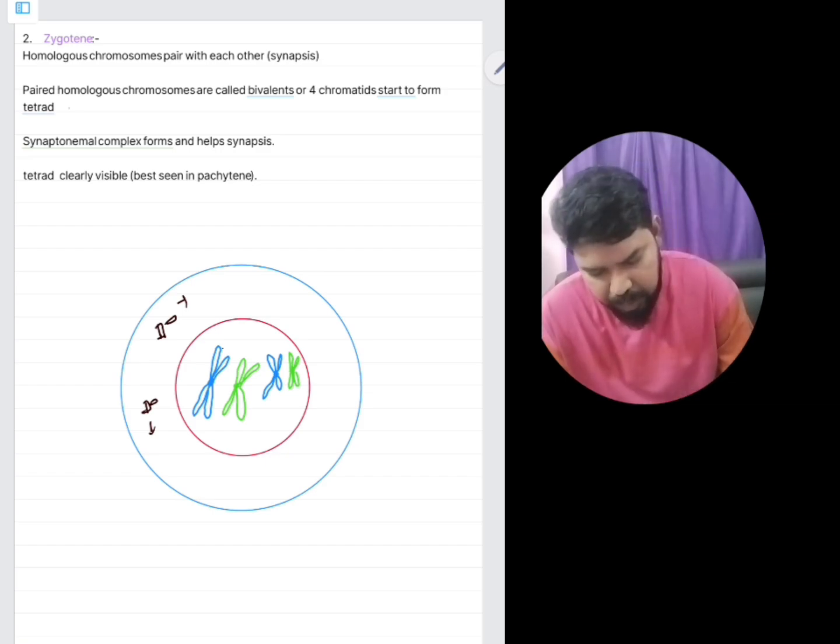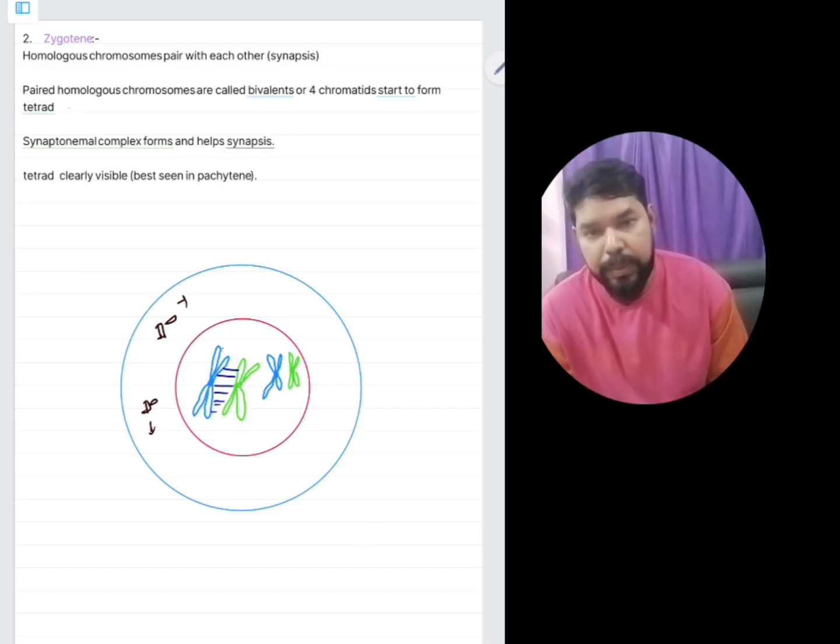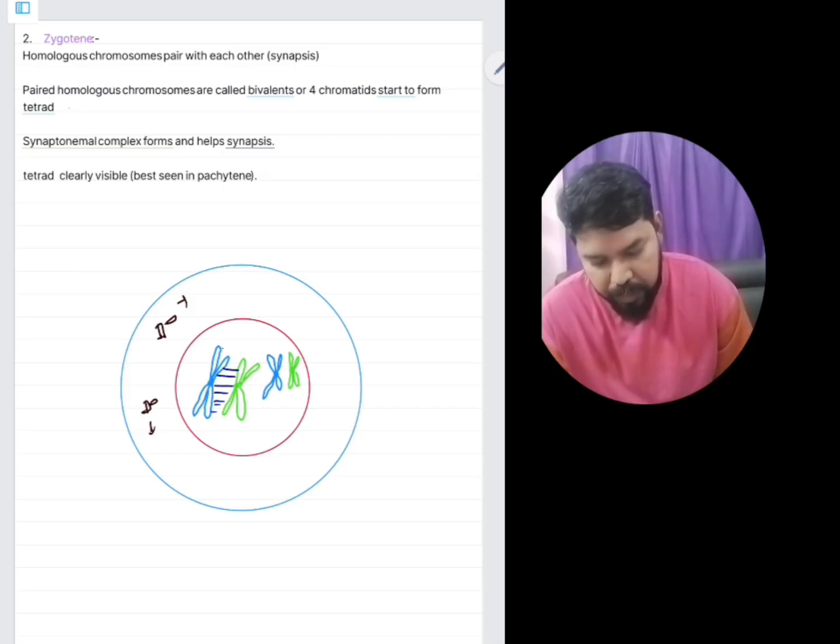So what will happen so far? First, the synaptonemal complex will form. These things I have shown you. Now I am not going to tell you about them. As the synaptonemal complex forms, obviously synapsis will take place. I am not going to define synapsis, because I have already explained and shown it at the very beginning. So you have seen the homologous chromosomes pairing, which is called synapsis.